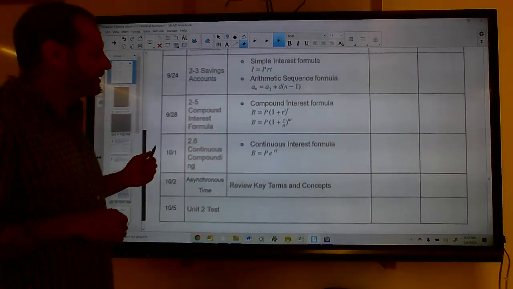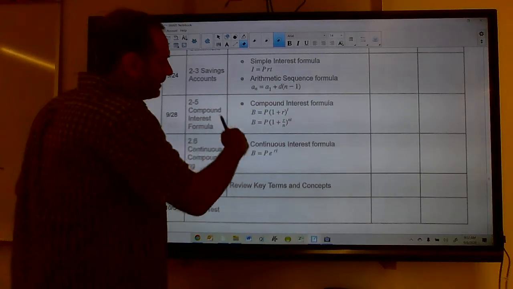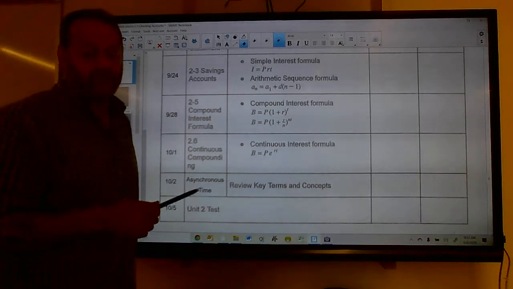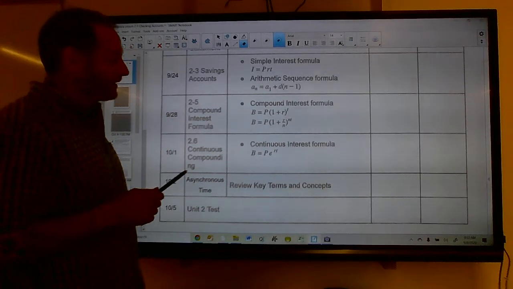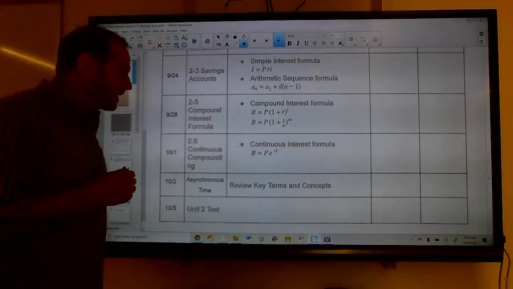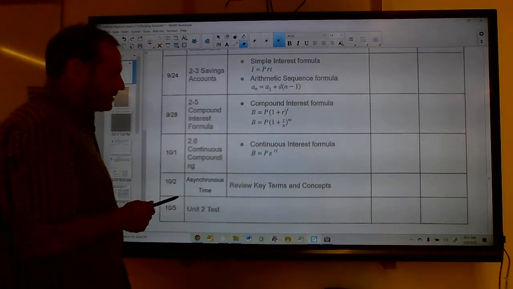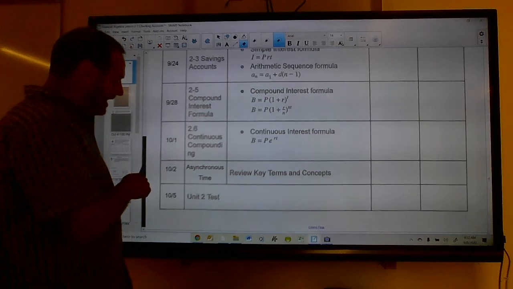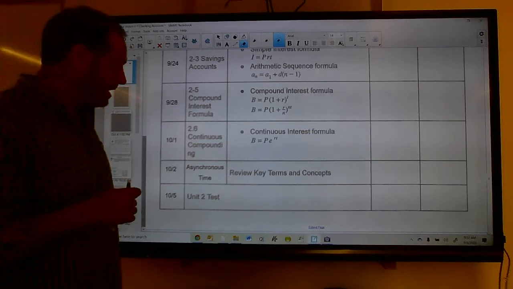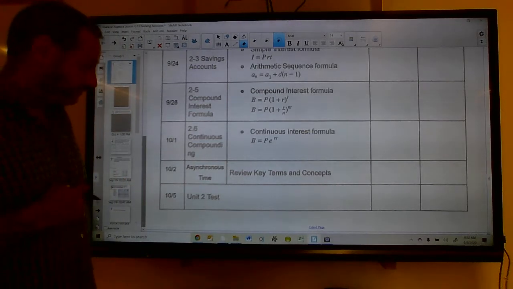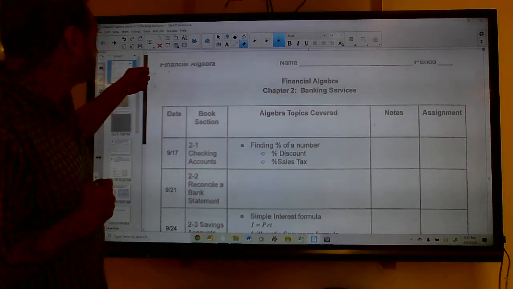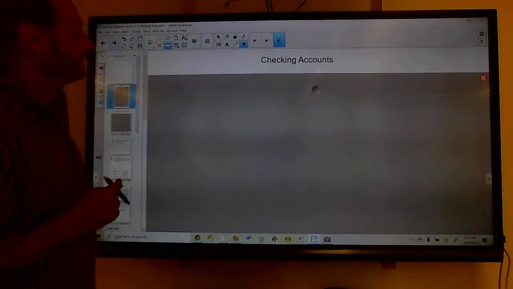Then we'll talk about compound interest. These will be really, really important lessons. This compound interest stuff is stuff you want to know. It'll make an impact on you in your life. Continuously compounding interest, that's a good one too. Then during our asynchronous time, I'll give you a review sheet for the test, and then we'll take a test on the 5th. Okay? So, with that in mind, let's get to it.